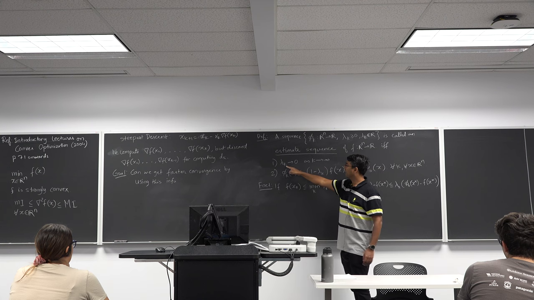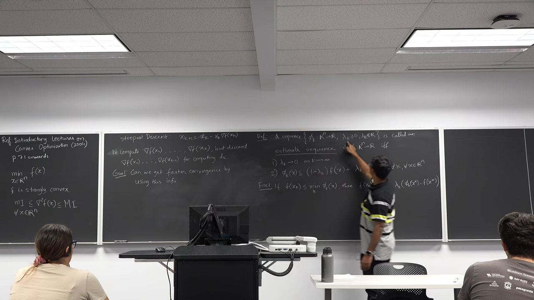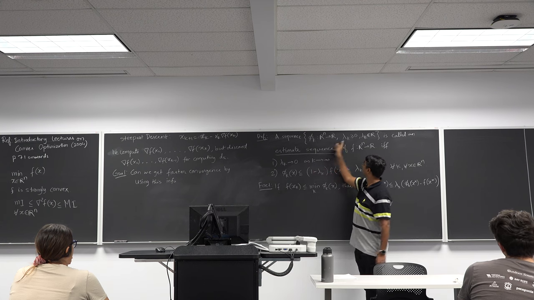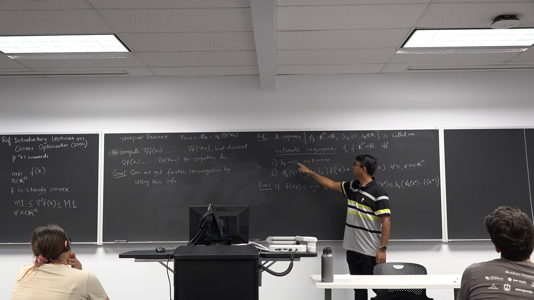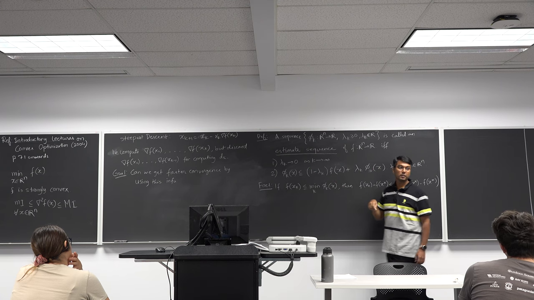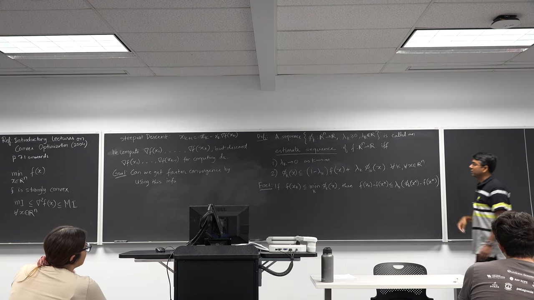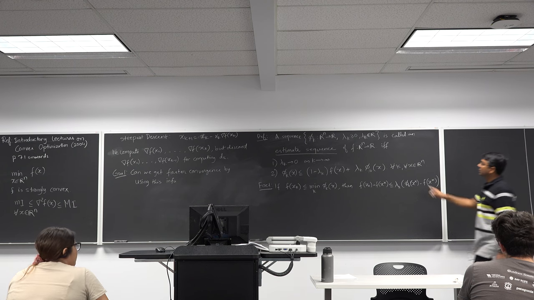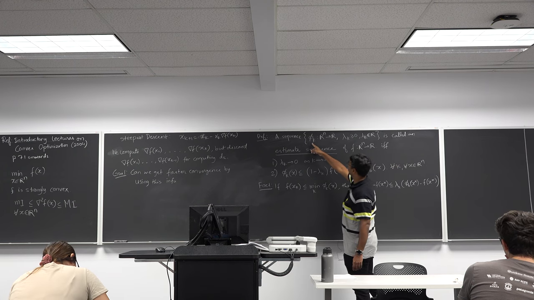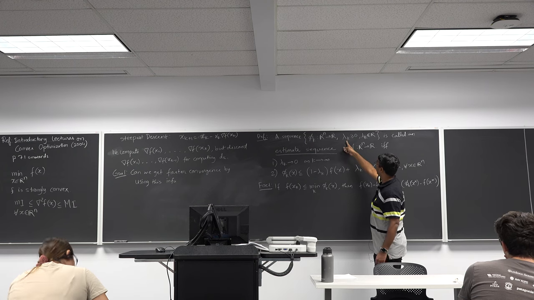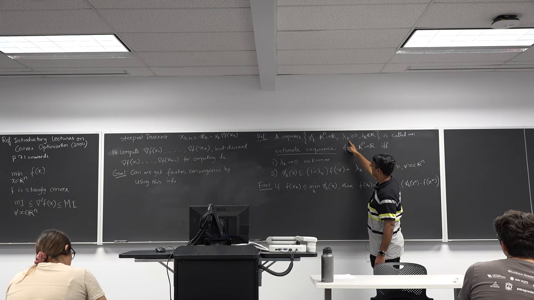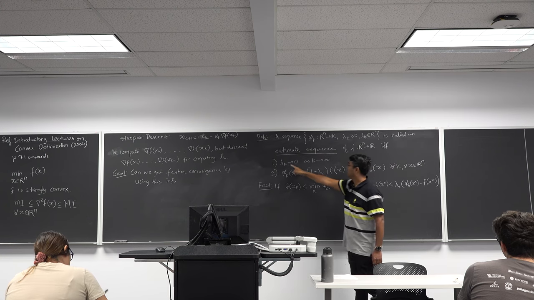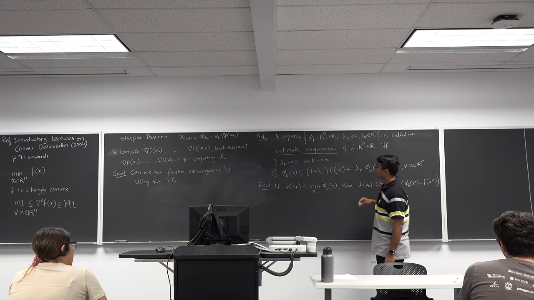Right, so lambda k is a sequence. It's a sequence and it's non-negative, and it goes to 0 as k goes to infinity. Okay? So you have a sequence of functions and you have a sequence of non-negative scalars. Remember lambda k is in R, so it's a non-negative scalar. Lambda k is going to 0 as k goes to infinity.